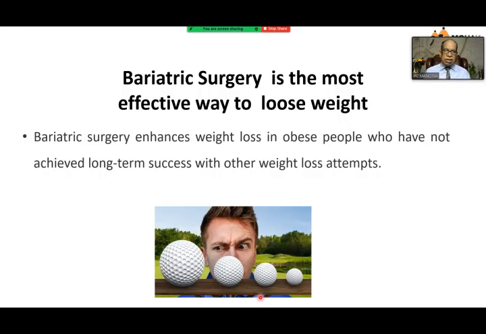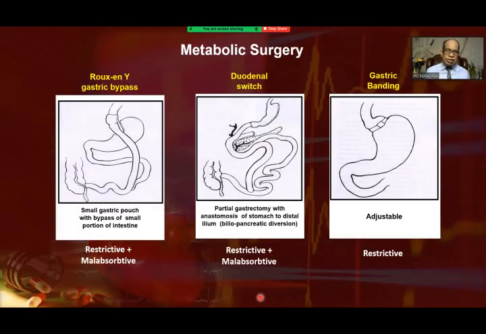What about bariatric surgery? Bariatric surgery is the most effective way to lose weight. It has been there for the last 40 years. Bariatric surgery enhances weight loss in obese people who have not achieved long-term success with other weight loss attempts. Basically, there are 3 types of bariatric surgery.